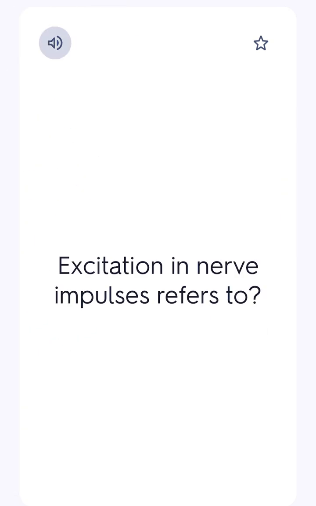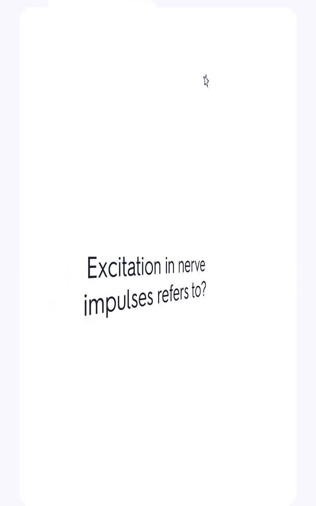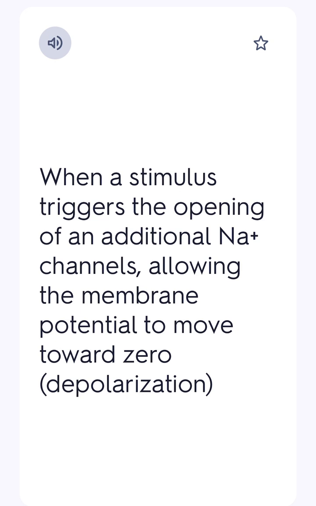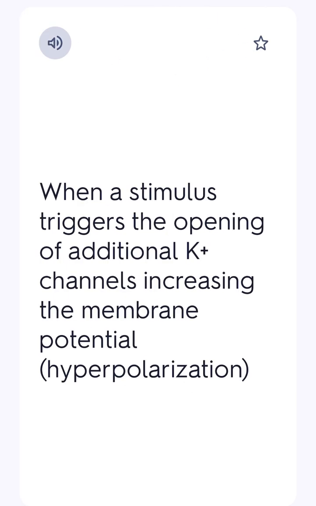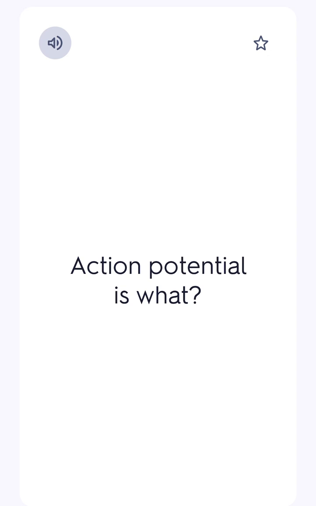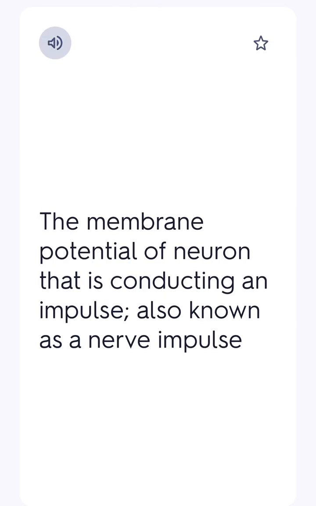Excitation in nerve impulses refers to when a stimulus triggers the opening of additional Na+ channels, allowing the membrane potential to move toward zero. Inhibition in nerve impulses refers to when a stimulus triggers the opening of additional K+ channels, increasing the membrane potential. Action potential is what? The membrane potential of a neuron that is conducting an impulse, also known as a nerve impulse.